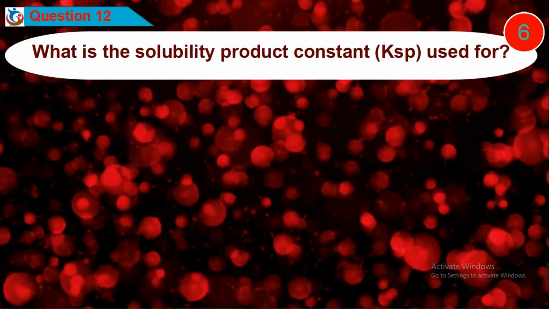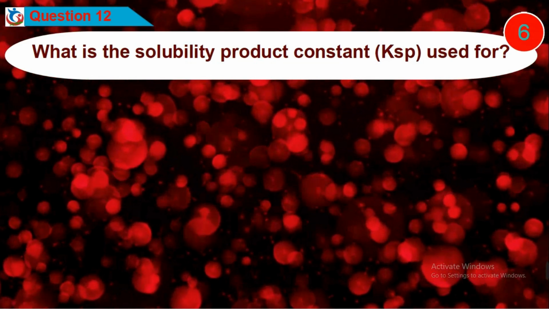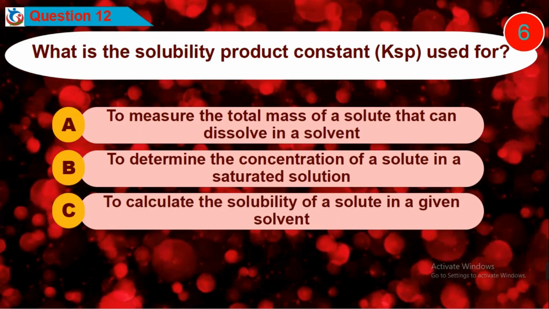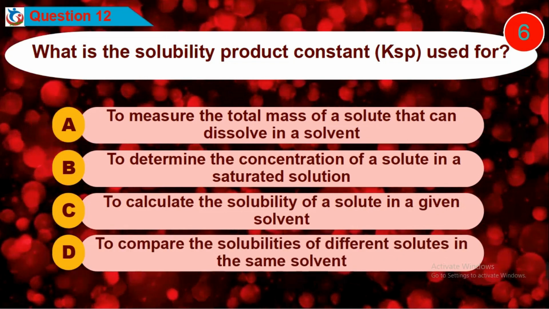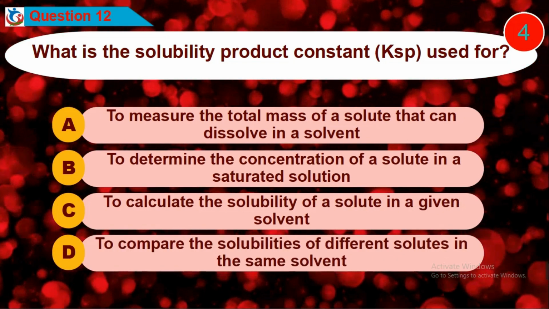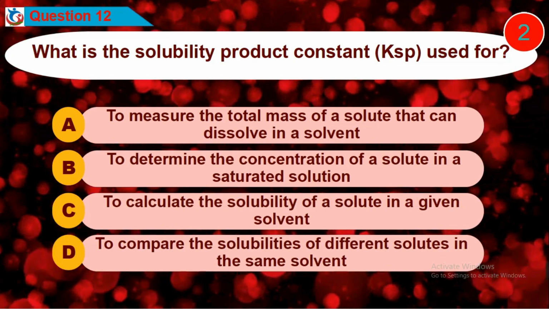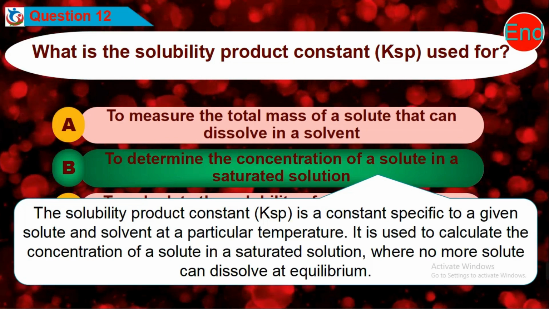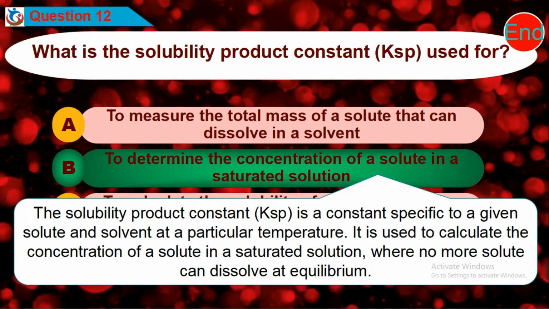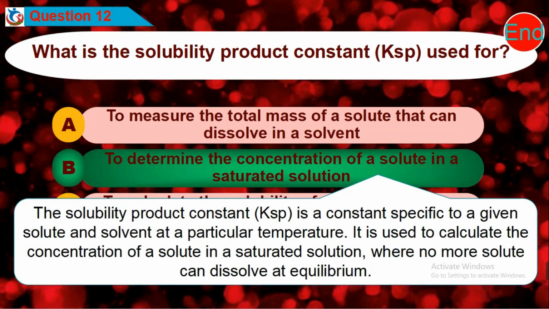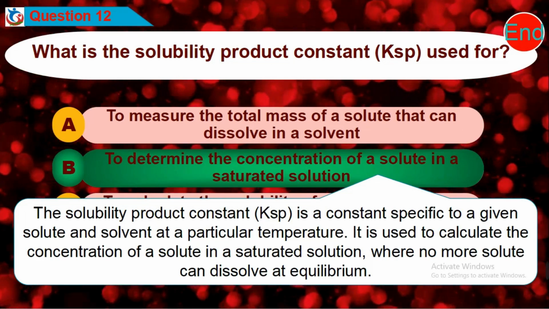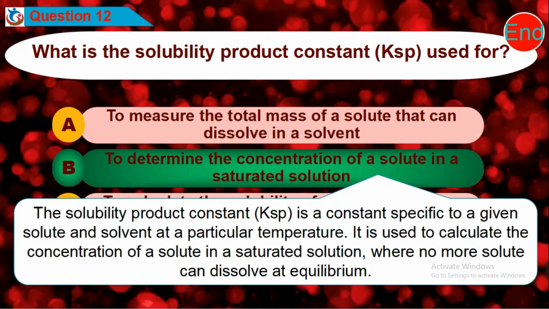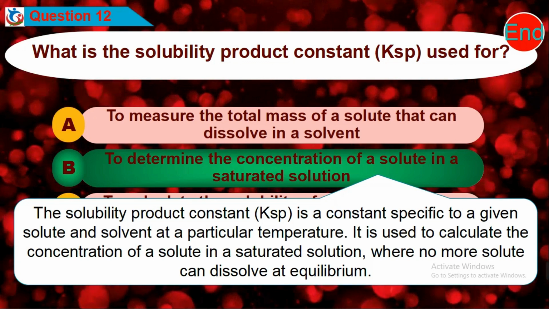Question 12. What is the solubility product constant used for? Is it option A, B, C, or D? The solubility product constant is a constant specific to a given solute and solvent at a particular temperature. It is used to calculate the concentration of a solute in a saturated solution where no more solute can dissolve at equilibrium.